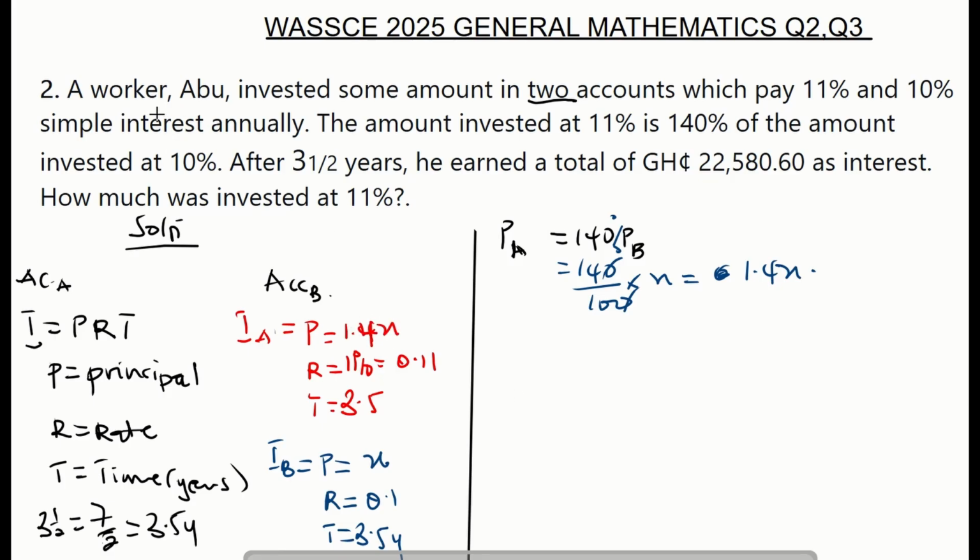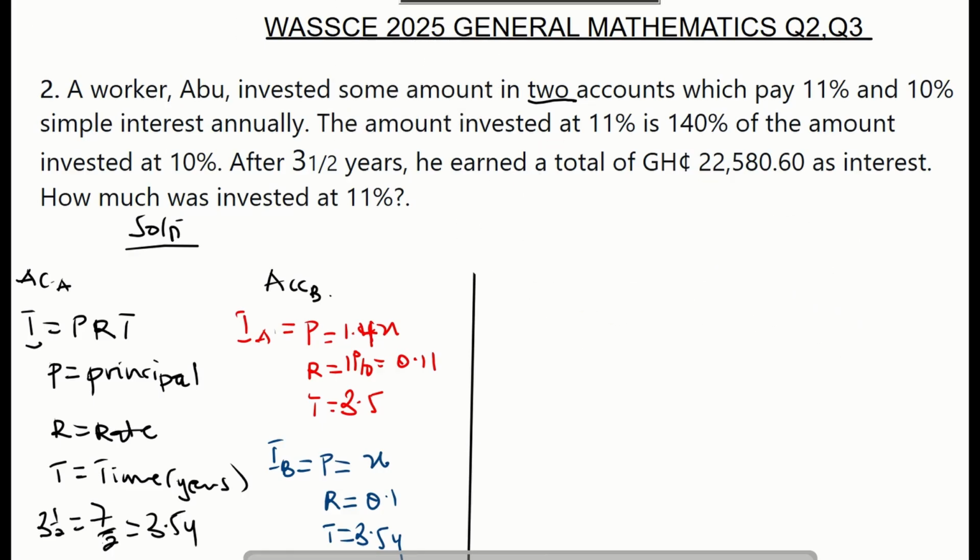From this we can now conclude. So then we proceed. What then will be my interest for account A? The interest that Abu gets on account A, which is at 11%, is equal to my 1.4x times my 0.11, which is the annual interest rate, times my time, which is 3.5. When you put all this together, you should get 0.539x.